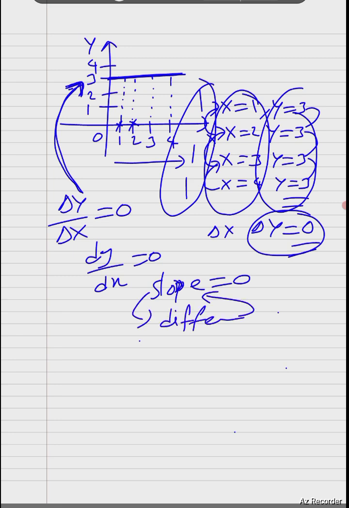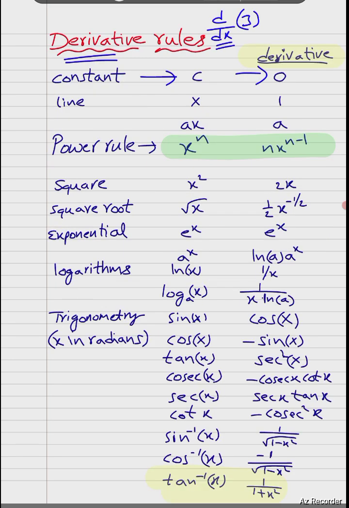Differentiation will give you slope. So here the derivative of y with respect to x is 0 when y is a constant. That is the meaning of the first rule. What is the first rule? For a constant value, if you find the derivative, the answer is 0. Now similarly, if you find the derivative of x, the answer is 1.